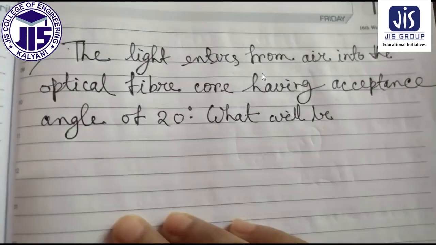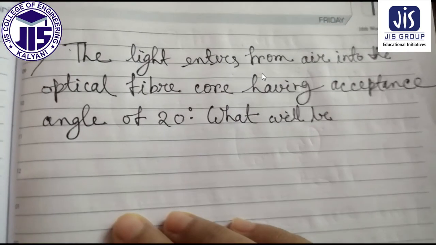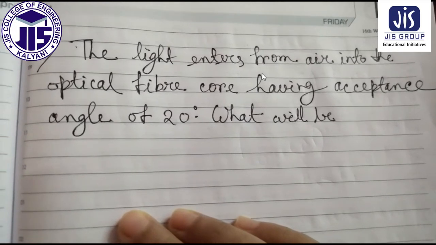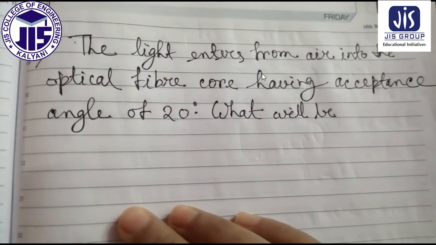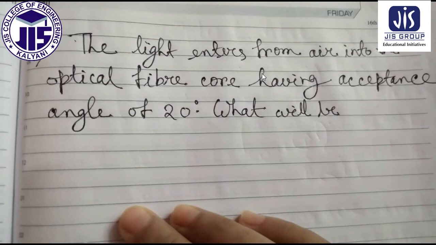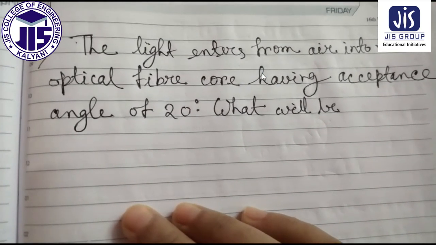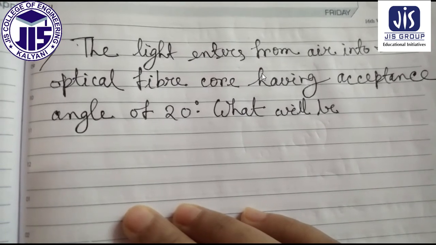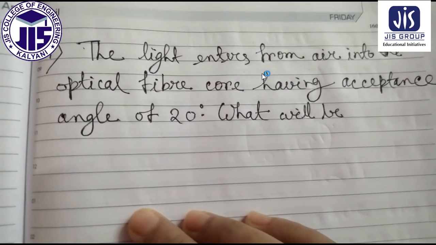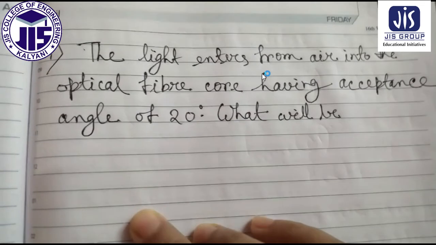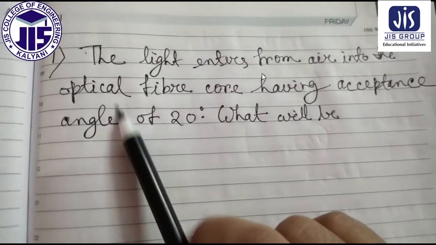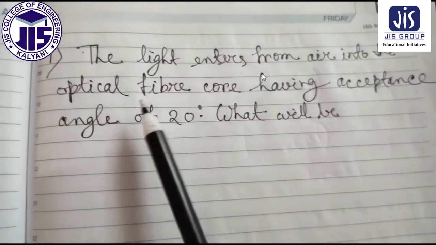In the last class, we discussed the optical fiber. There we had discussed core, cladding, numerical aperture and acceptance angle. We had even done all the derivation, and we know the formula also. Now today we are going to do some numericals. So all of you note down the numericals.